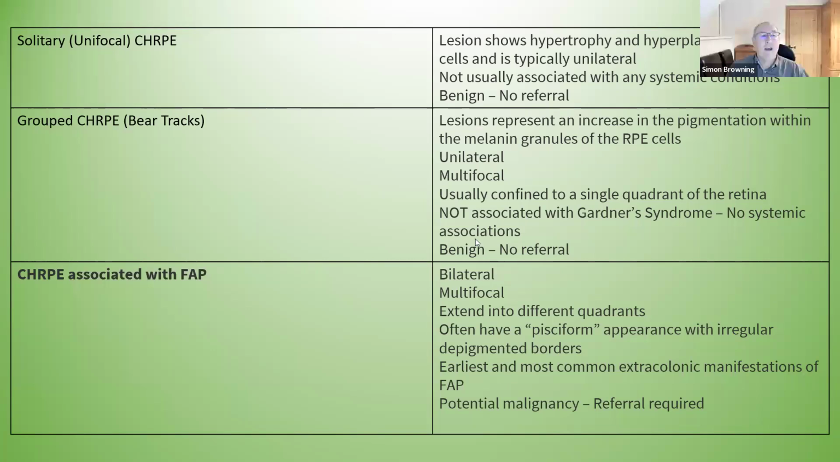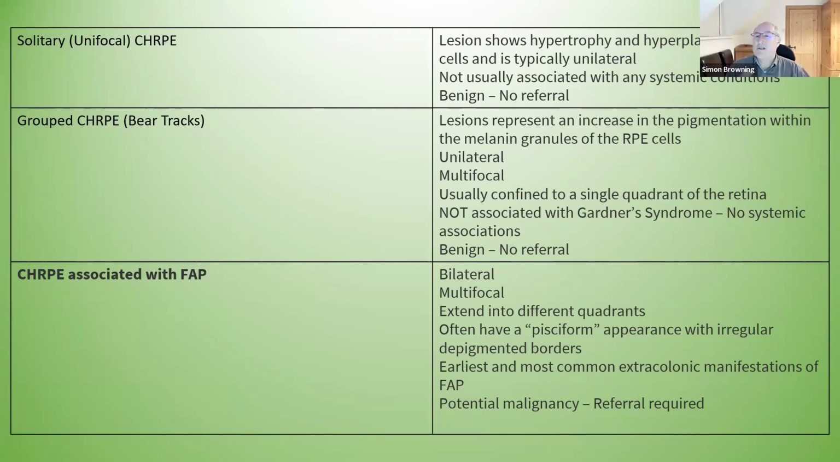Well, this little table, I hope, will help you. The unifocal CHRPE, it's not usually associated with any conditions at all. It's benign, no referral. And typically, it's unilateral. When you come to bear tracks, you get multifocal ones. They're usually confined to a single quadrant of the retina. So that's one of the specifics there. They're unilateral. You're not going to see them in both eyes, and they're usually confined to a single quadrant.